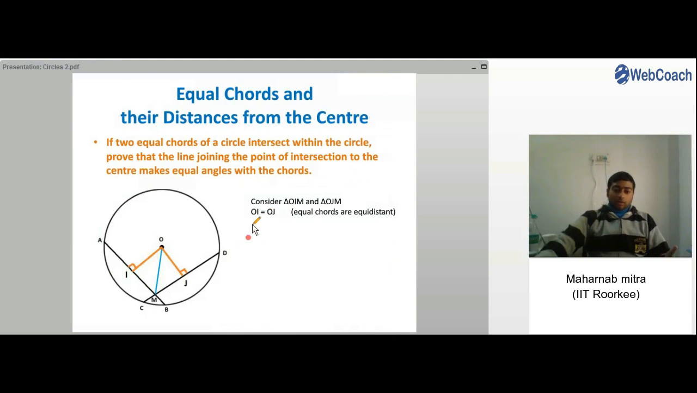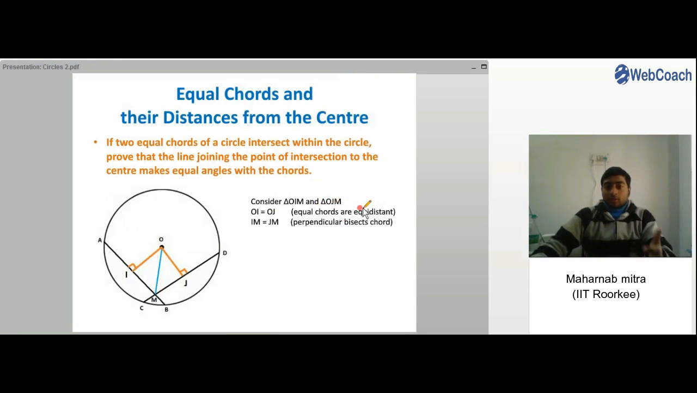From the figure we can say OI equals OJ. And how can we say this? We have learned just now that if two chords are equal, then the perpendicular distance from the center is also equal for them, right? And here it is given that the two chords AB and CD are equal, so their perpendicular distances from the center must also be equal. So from here we get OI is equal to OJ, and don't forget to mention the reason by the side.